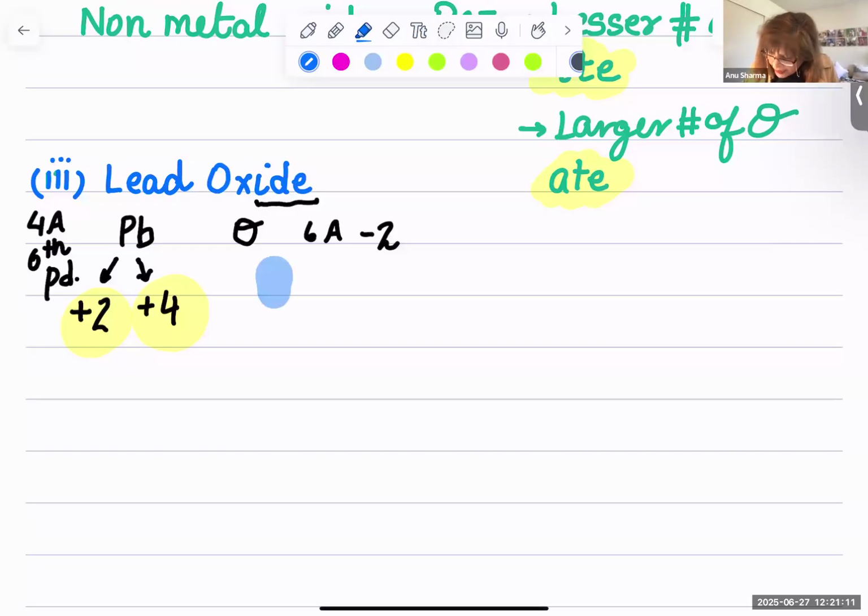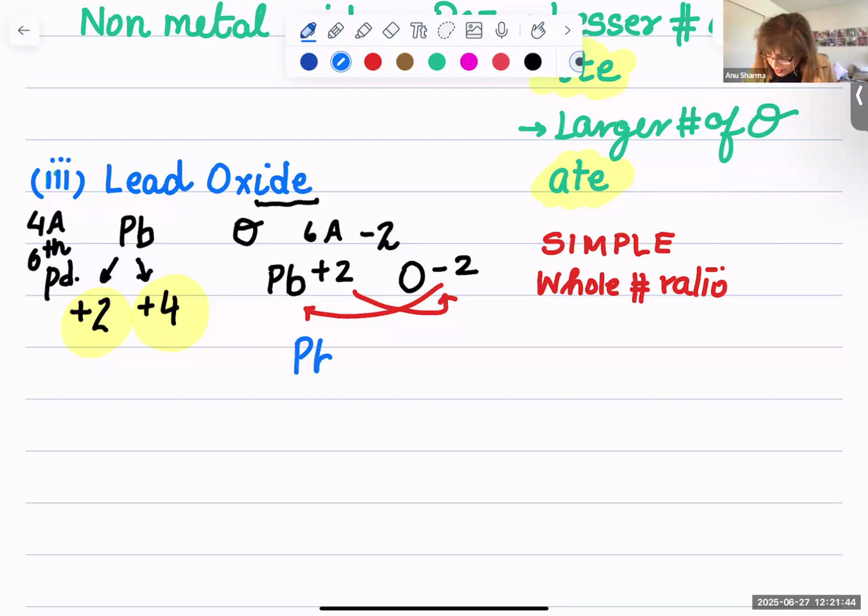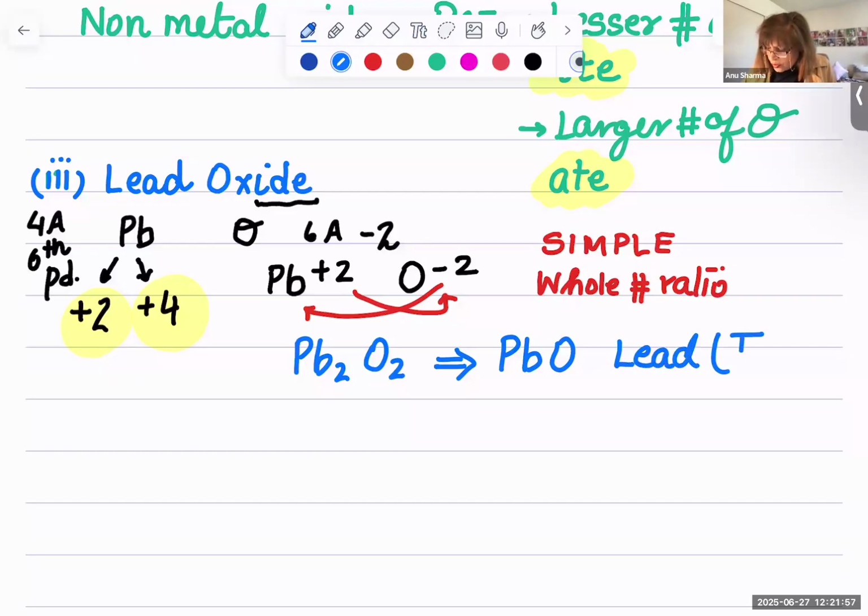So here, Pb, they changed the... okay, Pb +2 and oxygen -2. In that case, this number comes here and this one comes here. Now remember that we are looking at the simple whole number ratio. We will have to simplify wherever we can. In this case, we will have Pb2O2, but the simple whole number ratio is PbO. So the name, this is lead(II) oxide.